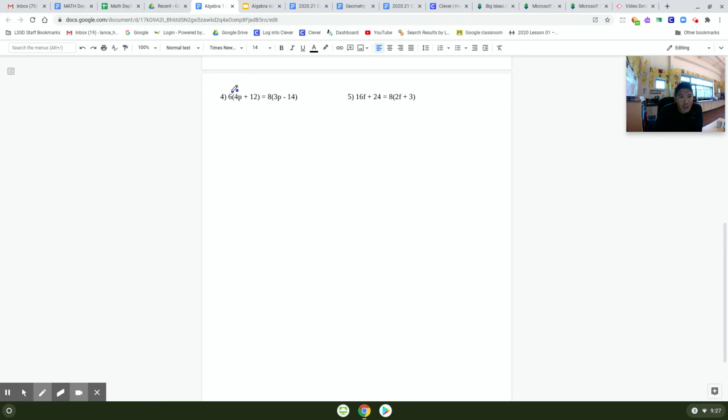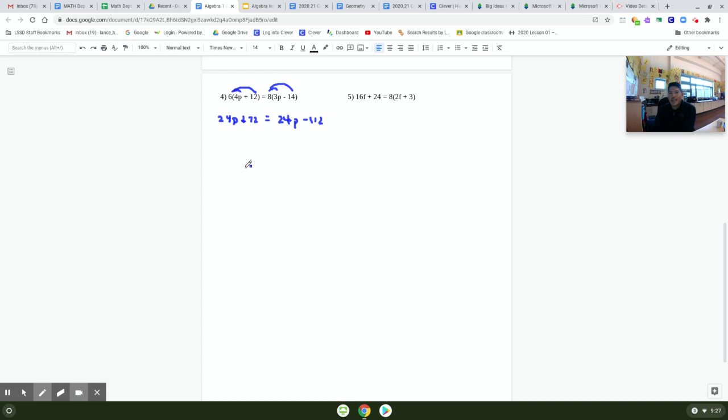So on the left side of the equation, I want to distribute the 6 to the 4p and the positive 12. So 6 times 4p is 24p. And then 6 times 12, positive 72. On the right side, you distribute the 8 to each term inside the parentheses. So 8 times 3p, 24p. And then 8 times negative 14 is negative 112.